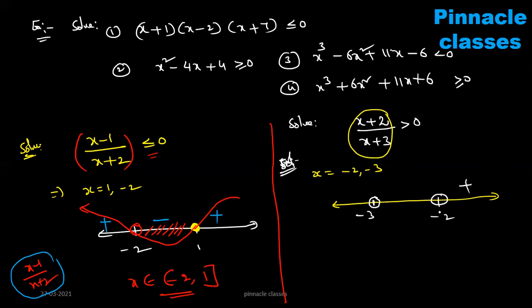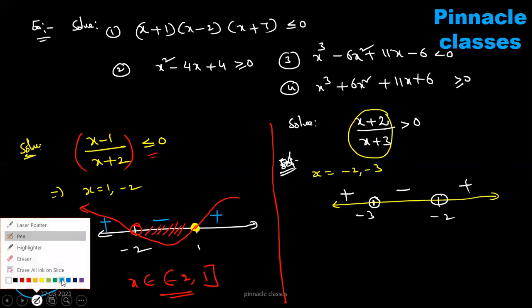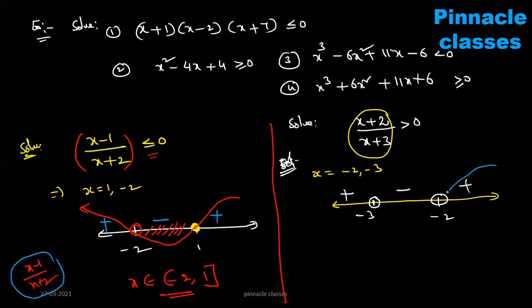Take any one number that lies between minus 3 to minus 2. Means what? Minus plus. Now, what is your answer? Plus means downwards, again upwards. Greater than 0 means what? X belongs to, we should take this region: minus infinity to minus 3, open interval, union minus 2 to infinity. That is the region. Same question, less than or equal to 0 means what? X belongs to closed interval is coming.